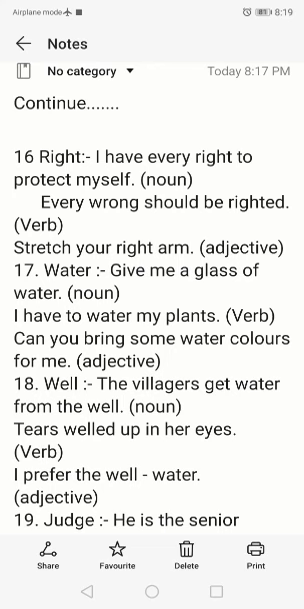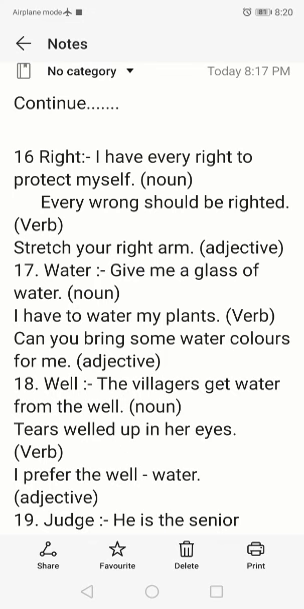Here water, though its grammatical status is actually a noun, can also be used as a verb. I have to water my plants. In the same way, water can also be used as an adjective. Can you bring some water colors? Colors is a noun, so water is used as an adjective. Can you bring some water colors for me?